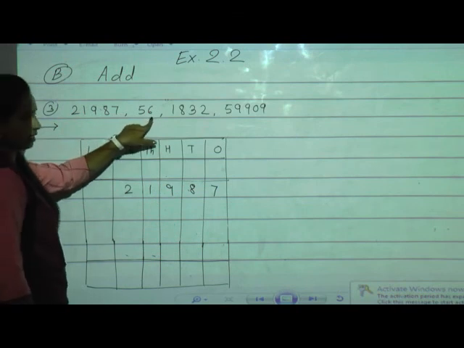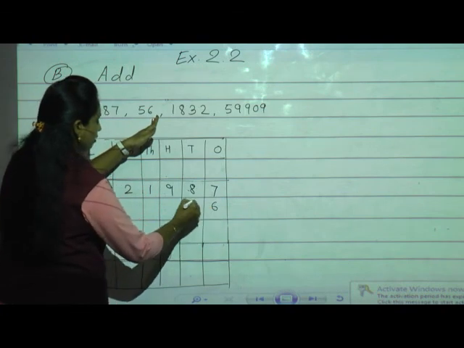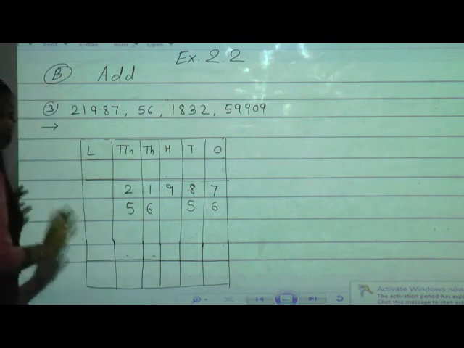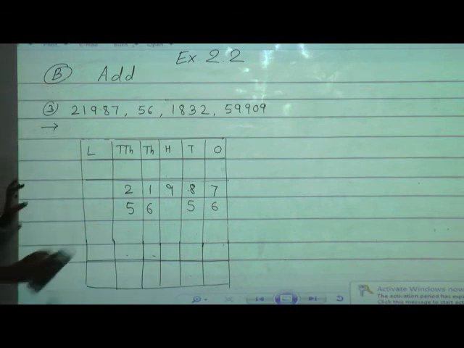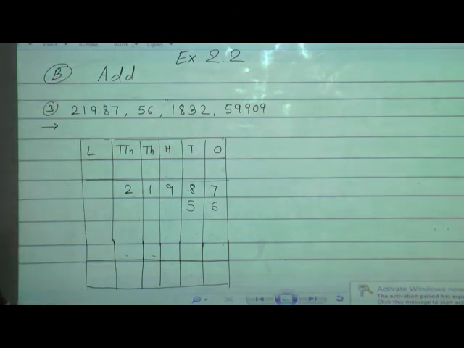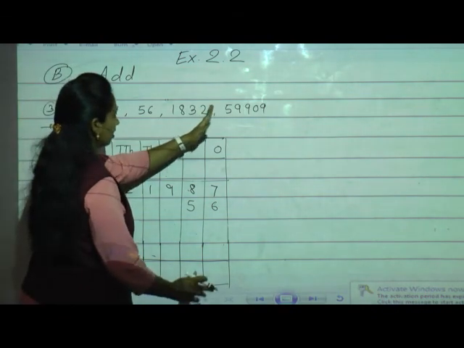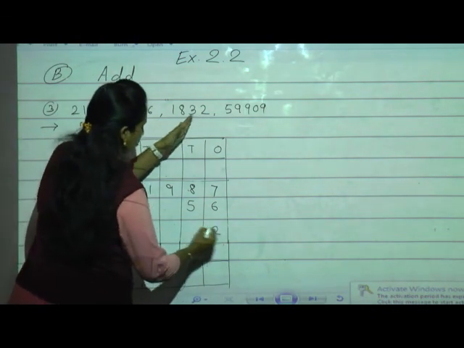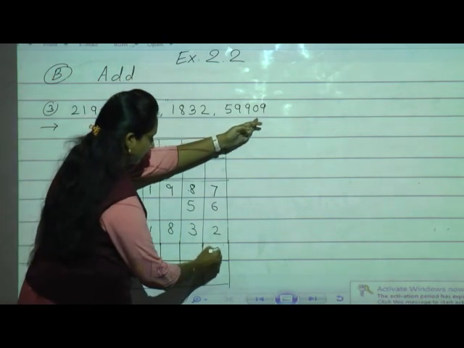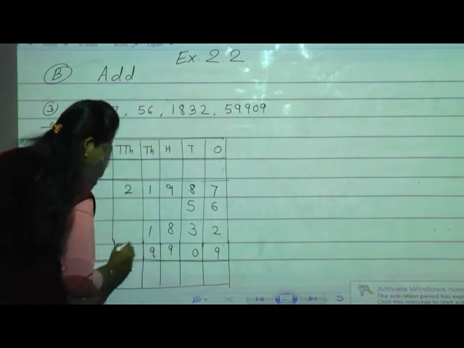Now see, only 56. This also you have to start from the ones place. What will students do? They will write here 56. But it is totally wrong. You will do the addition perfectly, correct, but once you do the writing wrong, the answer will automatically come wrong. So start writing from the ones place. 2, 3, 8, 1. 9, 0, 9, 9 and 5.